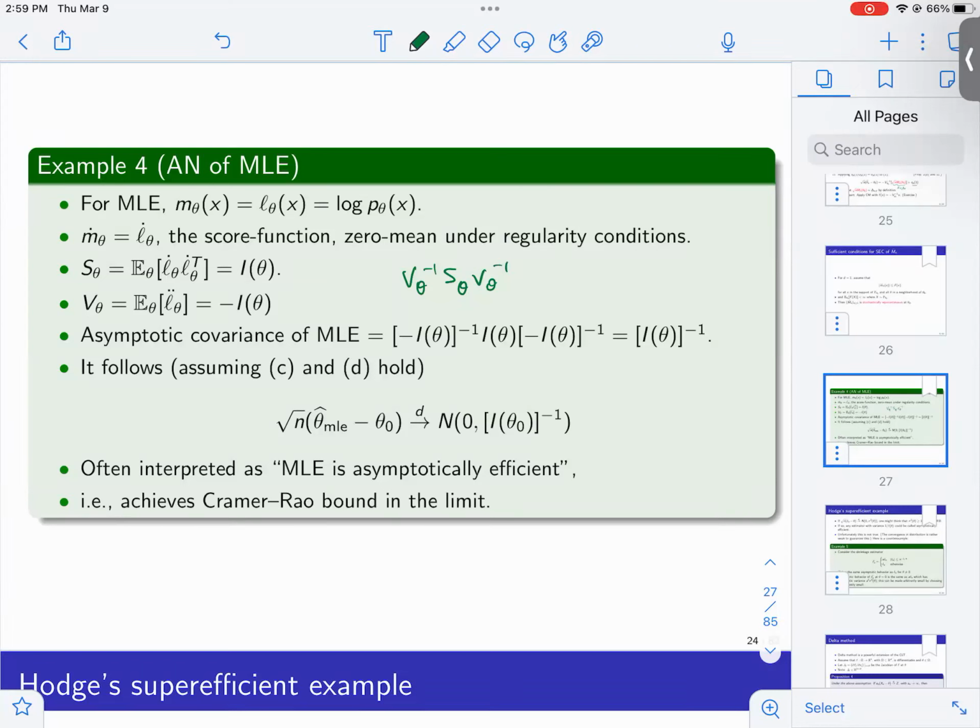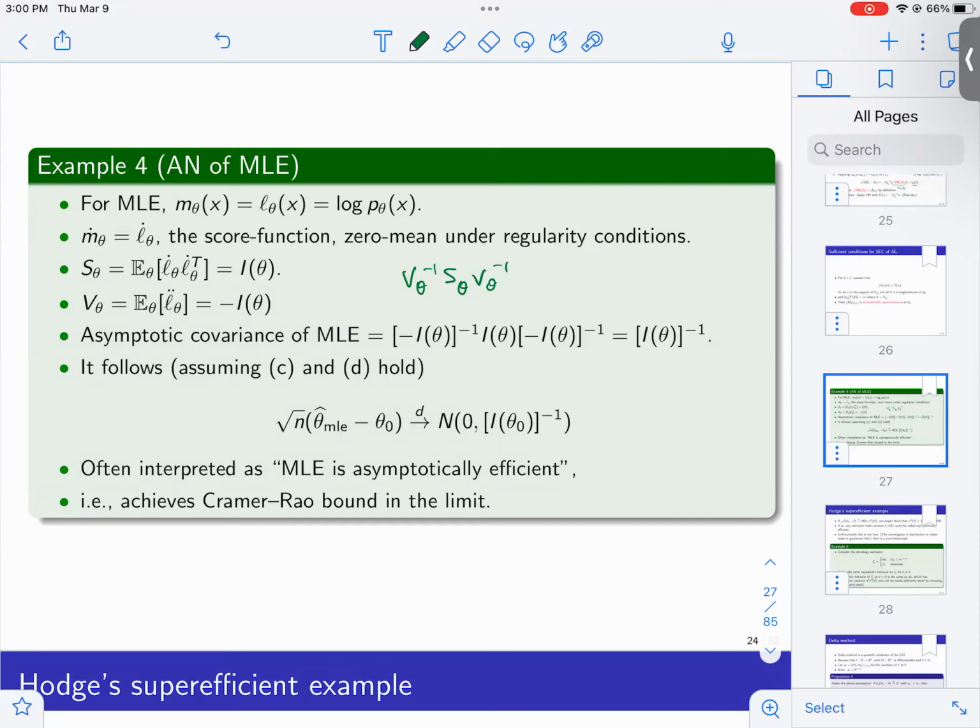And if you recall the Cramér-Rao bound, the inverse of the Fisher information is the lower bound on the variance of any unbiased estimator. Think of the univariate case for simplicity, just 1 over I theta naught. People interpret this as the MLE being asymptotically efficient, so it asymptotically achieves the Cramér-Rao bound, although the Cramér-Rao bound itself is not an asymptotic result.